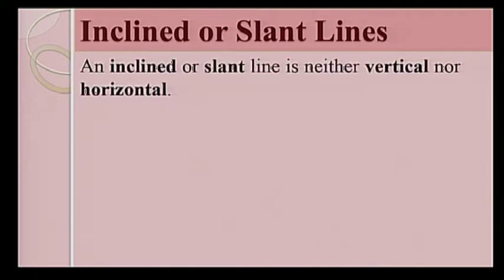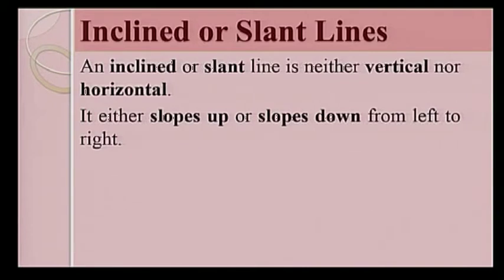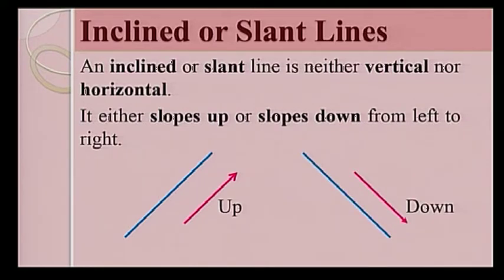So what are these types of lines? Well, these lines are neither vertical nor horizontal. Okay, that's what you need to remember. A slant line is a line which is not vertical nor horizontal. So what type of line is it? Well, it will either slope up or slope down from left to right. Let's see an example. Here you see it is going up and here it is going down. Okay, so we start.